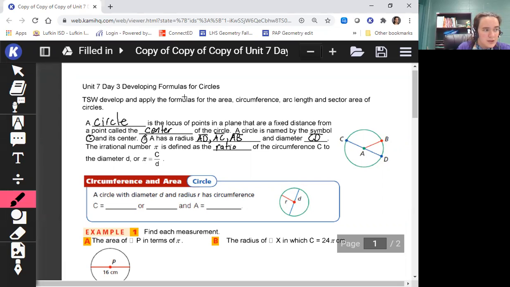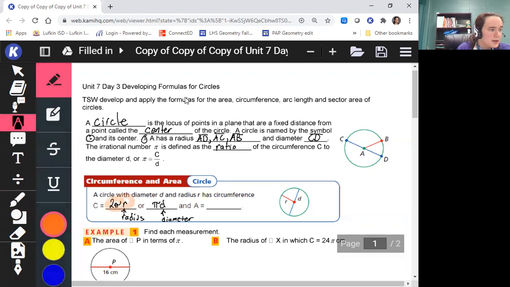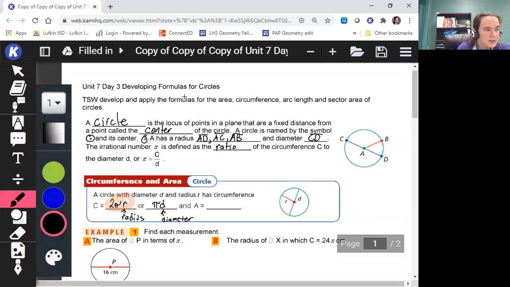Our formula for circumference is 2 pi r. You could also use pi times d, where r is your radius and d is your diameter. I will tend to use 2 pi r for the most part. The formula for area of a circle is pi r squared.